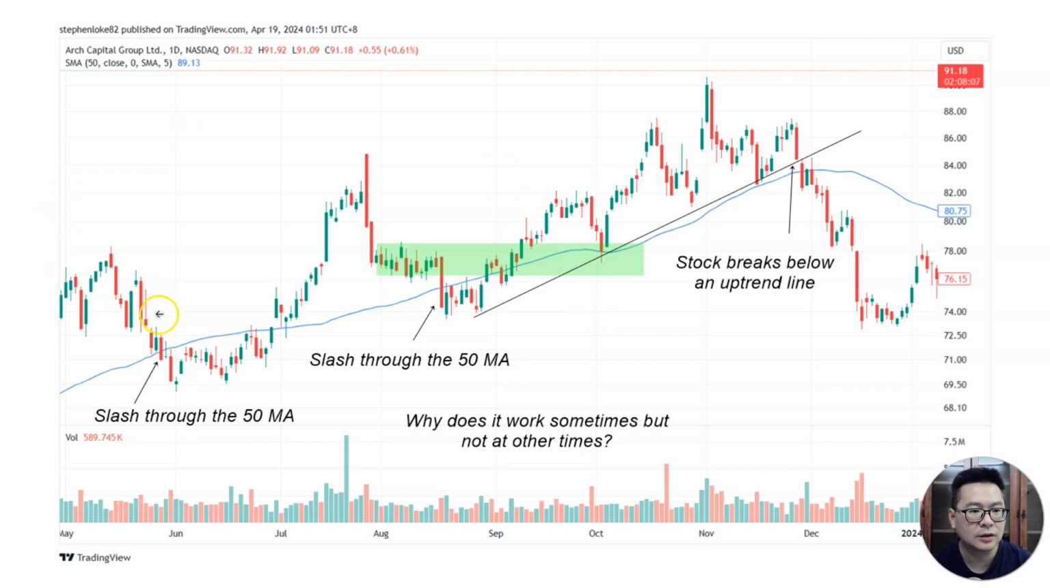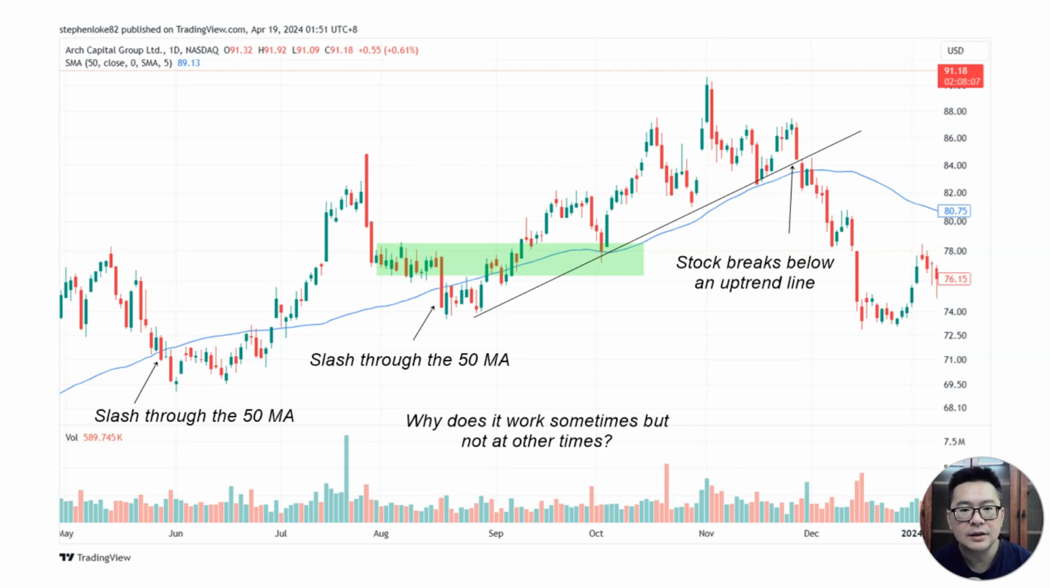For example, in this Arch Capital Group chart, the stock declines, goes below the 50 MA only to go back up. It doesn't work. And here we have the stock having a very big negative bar, goes below the 50 MA only to go back up. And here it works very well. The stock stopped dropping at the 50 MA and goes back up. And here we have the stock dropping but finding support, goes up a bit only to decline. So why does it work sometimes but not at other times?